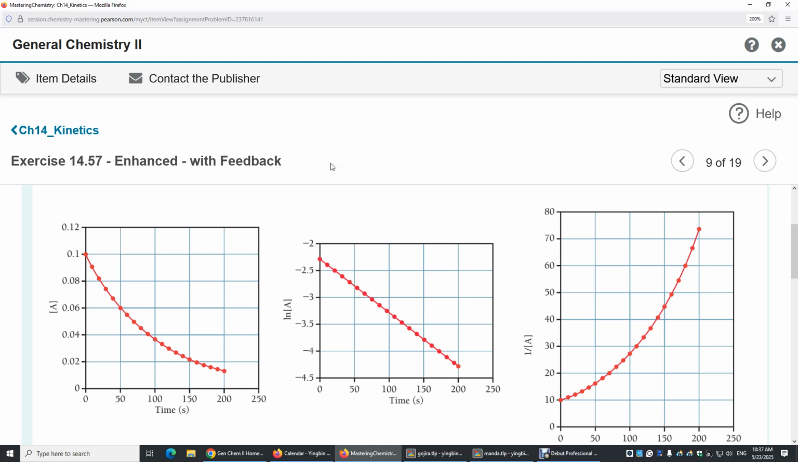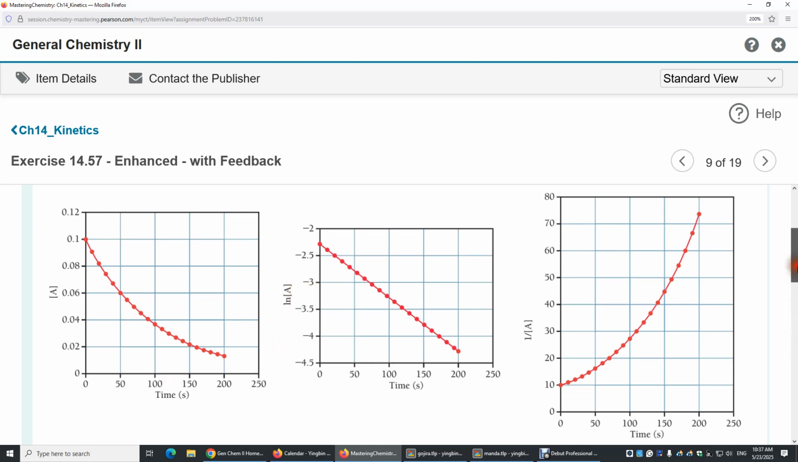Chapter 14, Kinetics, Exercise 14.57. We have three graphs: A versus T, ln A versus T, and finally 1 over A versus T.